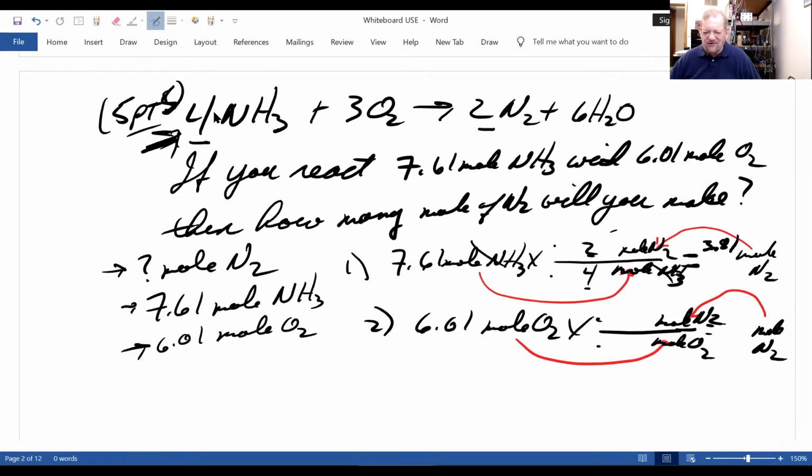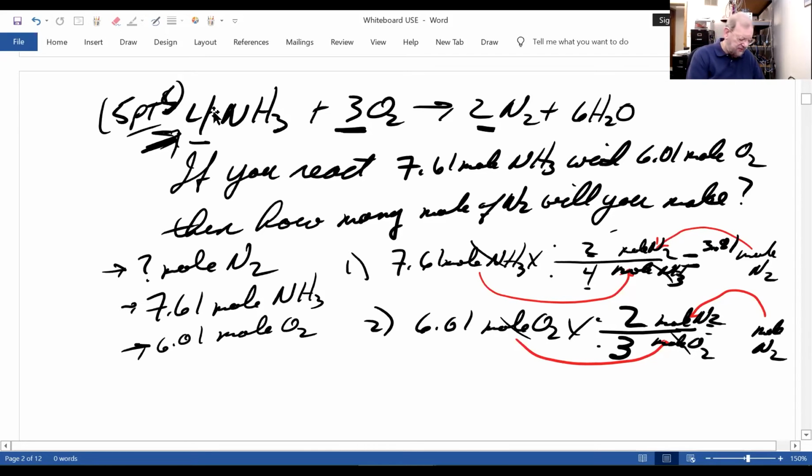And where do I get these numbers? From the balanced chemical equation. For every 3 moles of oxygen, I make 2 moles of nitrogen. Notice moles of oxygen divided by moles of oxygen cancel out. I'm left with the units I want. And I'll now go to my calculator.